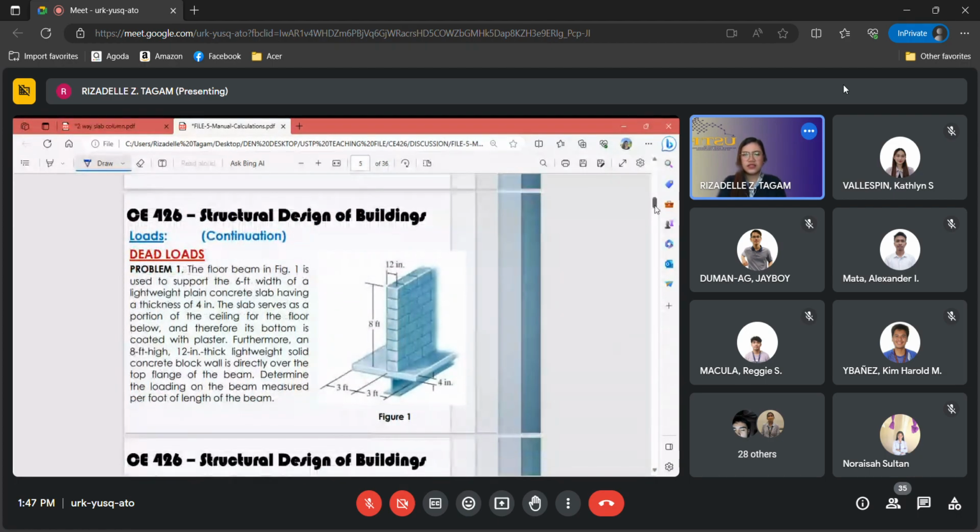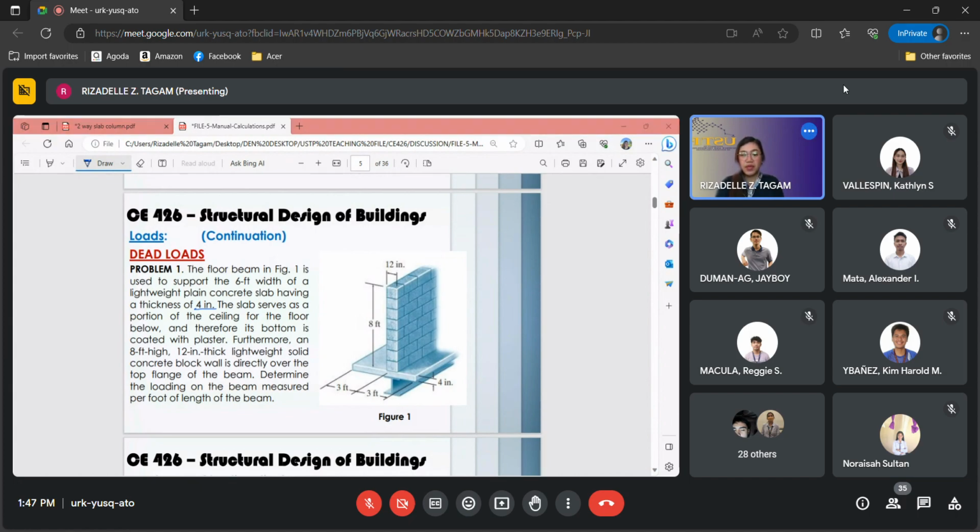So, let's start with the example. Problem number 1. The floor beam in figure 1 is used to support a 6 feet width of a lightweight plain concrete slab having a thickness of 4 inches. In the analysis, the load is on the beam, the dead load of the beam.